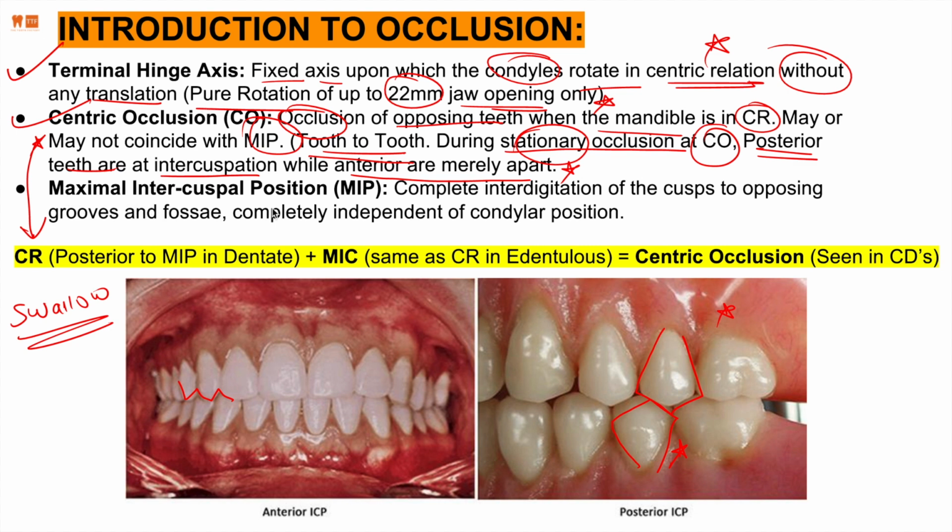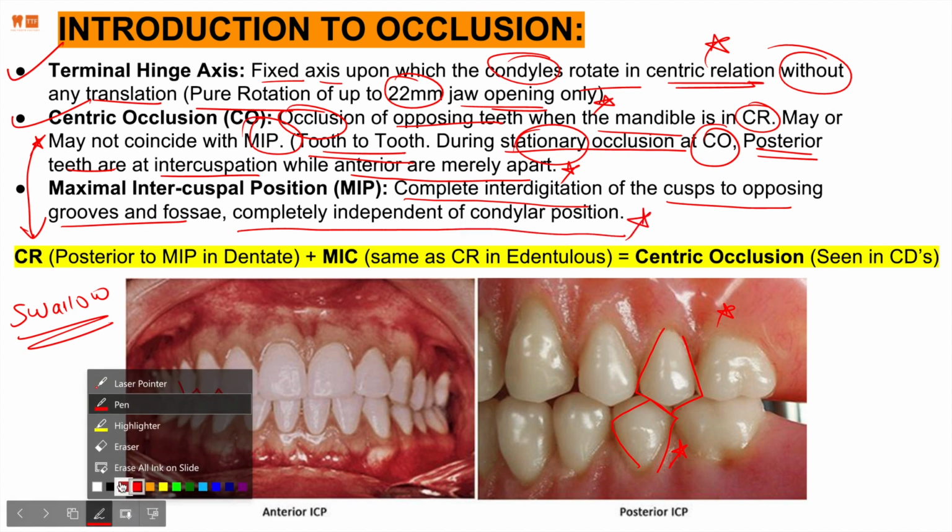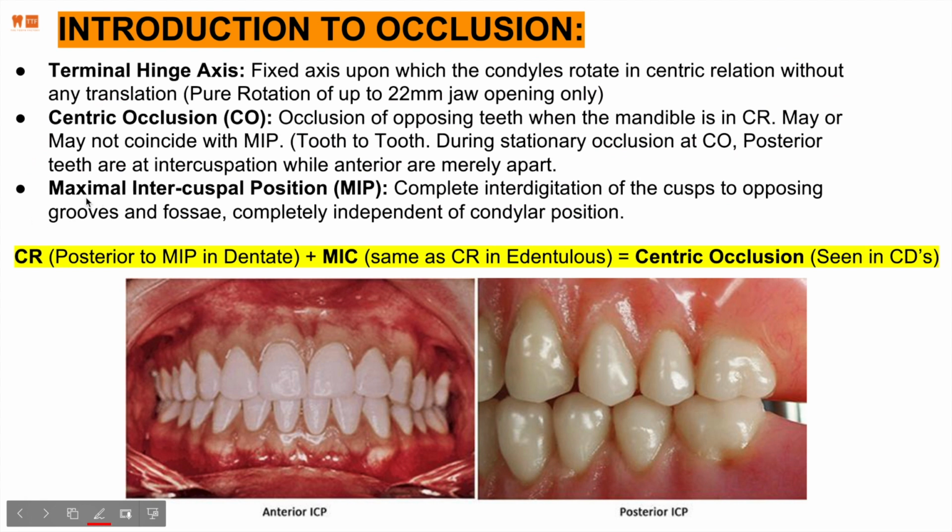Next is maximum intercuspation. Maximum intercuspation is very vague, right? Because you're kind of mixing centric occlusion as well as just teeth touching at their maximum capacity. At which relation? Well, it doesn't really matter. If you think about it, it is just a complete interdigitation of cusps to opposing grooves and fossae. It has nothing to do with the condylar position. That's where it gets a little tricky to understand. See, maximum intercuspation just means complete interdigitation.